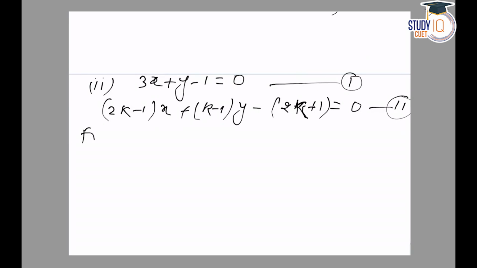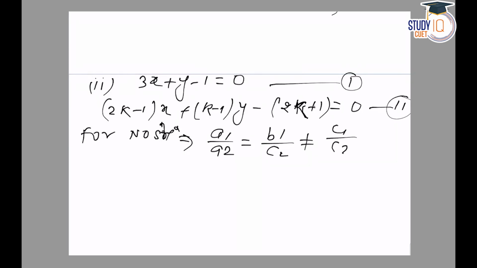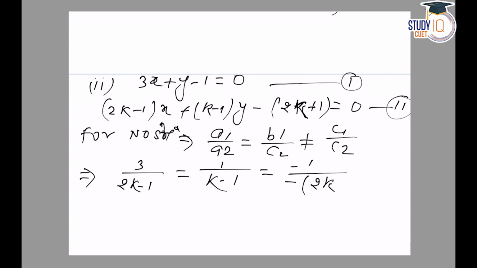For no solution, as we know that a1 upon a2 equals b1 upon b2 not equals c1 upon c2. So 3 divided by (2k minus 1) equals 1 divided by (k minus 1) not equals minus 1 divided by minus (2k plus 1).